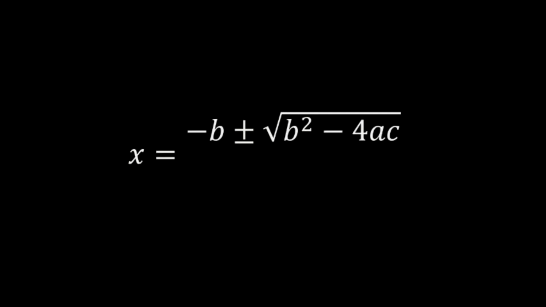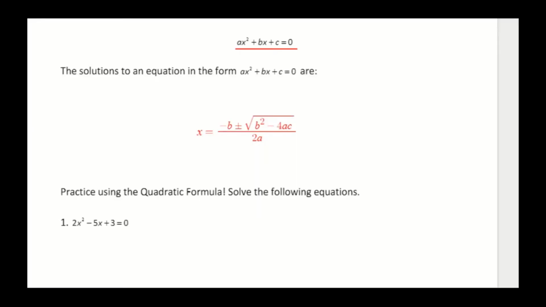X is equal to negative b plus or minus the square root of b squared minus 4ac all over 2a. That's right, the quadratic formula is x equals negative b plus or minus the square root of b squared minus 4ac all divided by 2a.